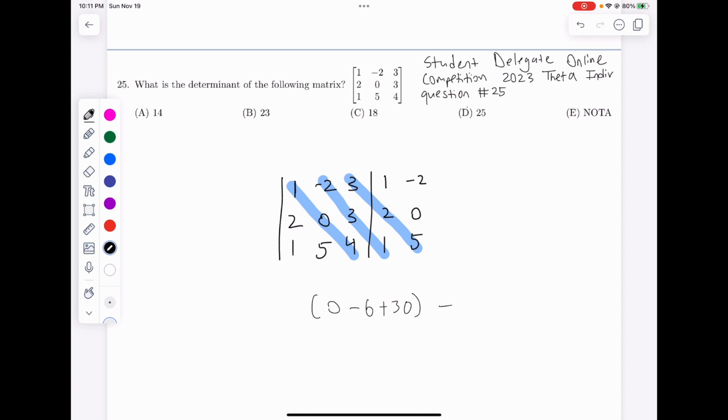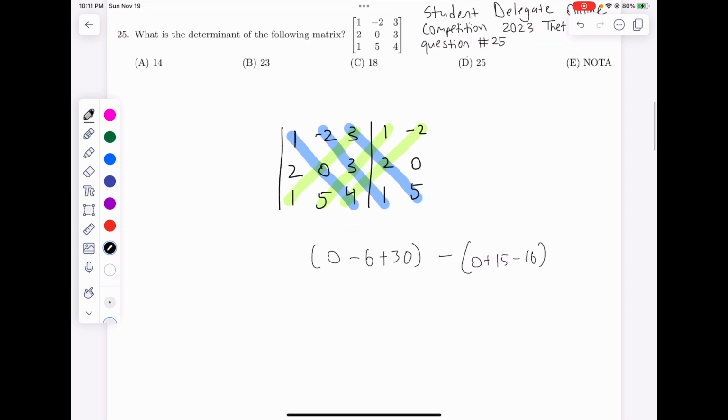And then from that we can subtract 3 times 0 times 1, 1 times 3 times 5, and negative 2 times 2 times 4, which would be 0 plus 15 minus 16. And then adding all these numbers, we have 24 minus negative 1, which is equal to 25. So the answer is D.